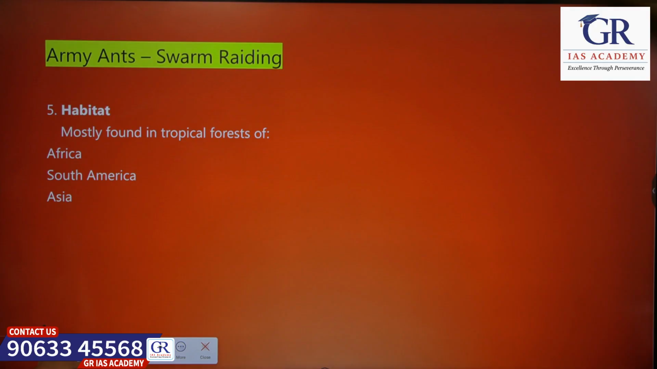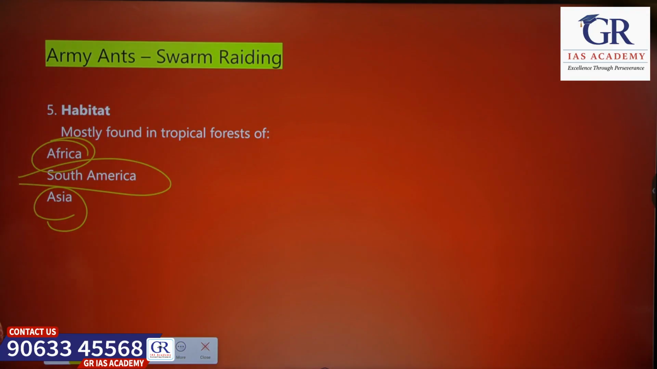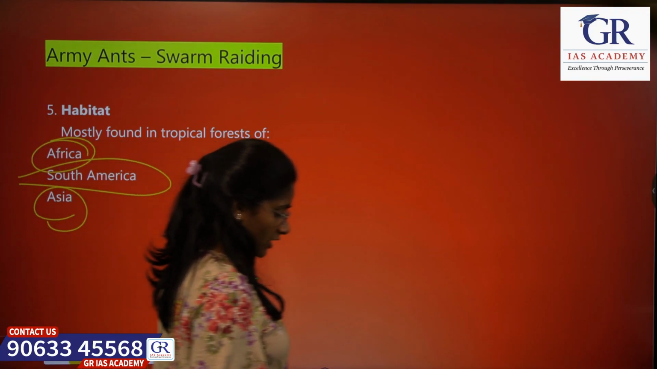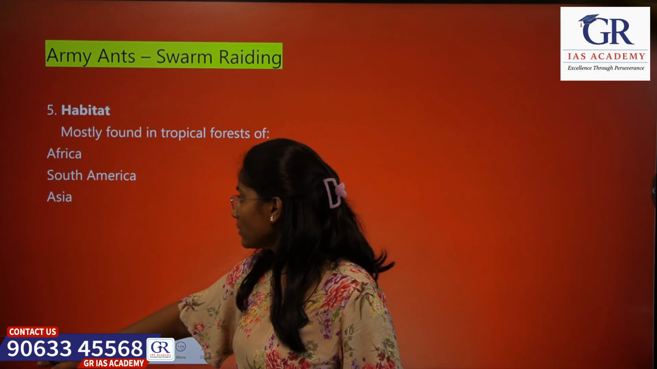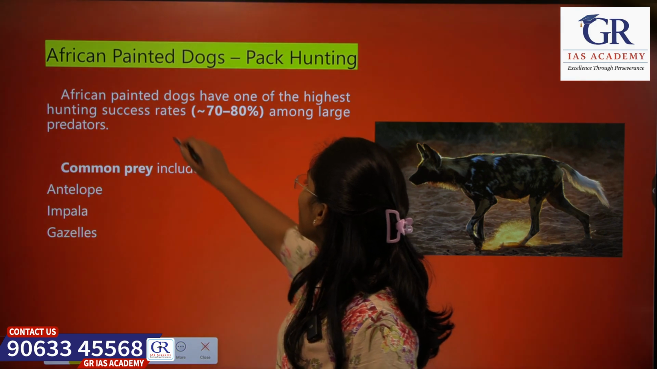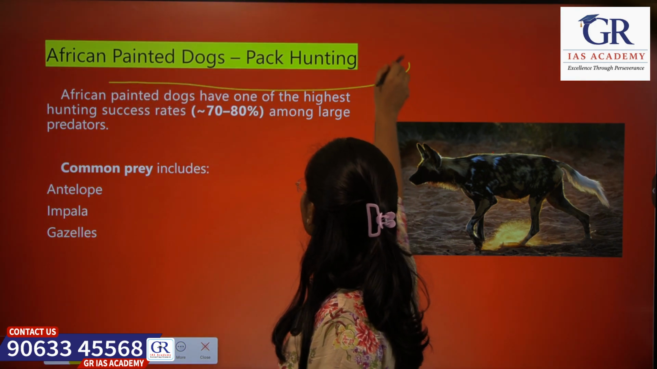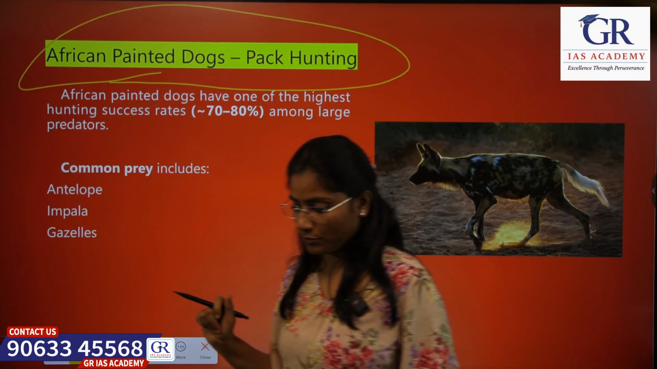And where do they live? They are found mostly in Asia, Africa and South America, of tropical forest. And then our next topic is African painted dogs. So African painted dogs, what do they do?